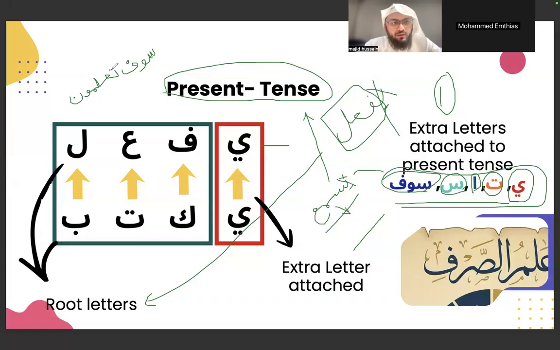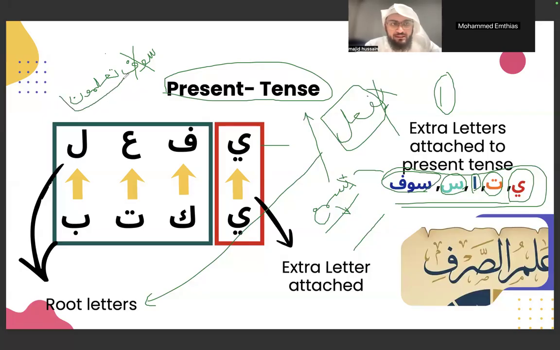Now, since I know that sofa is from the extra letters and it's not part of the root letters, I cancel it out. It's a different word altogether. It's not connected to the verb. If you can see, there's a space in between, so it is a different word in its own right. And in that I have ta'lamun.